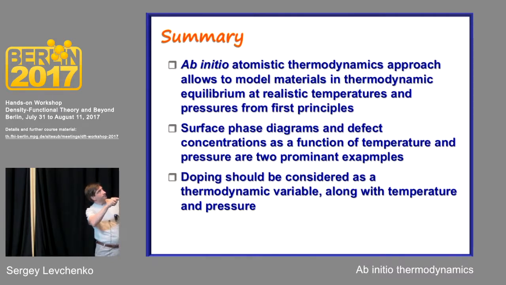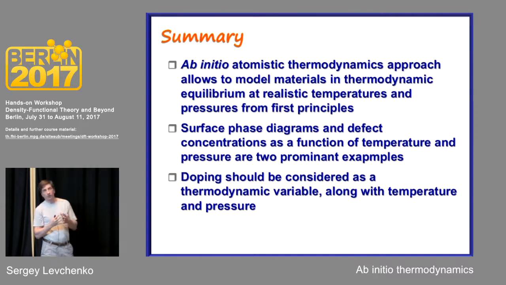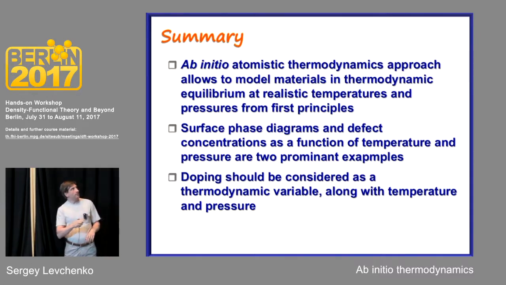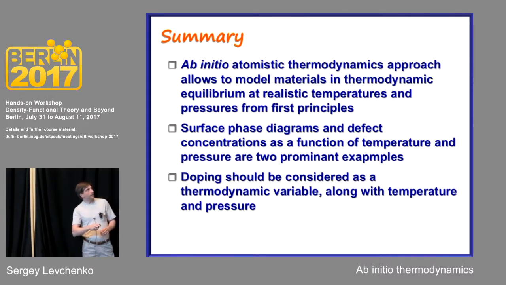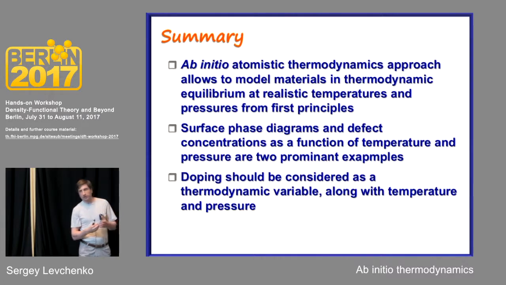So in conclusion, we saw that the ab initio atomistic thermodynamics approach allows us to model materials in thermodynamic equilibrium at realistic temperatures and pressures. The surface phase diagrams and defect concentrations as a function of temperature and pressure are 2 important examples. And also, from the last examples with charge defects and doped material, we saw that the doping should be considered as a thermodynamic variable along with temperature and pressure, because it's as ubiquitous as they are.